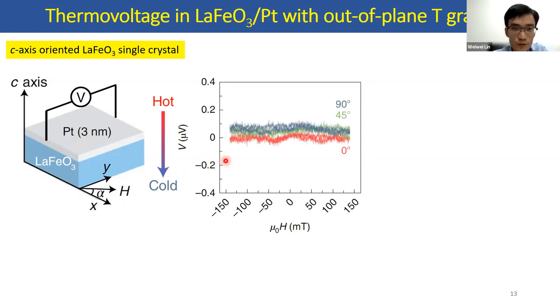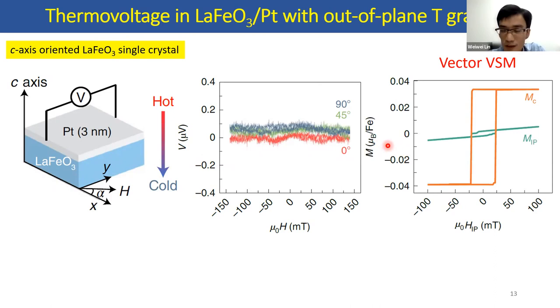So what's the result? Here we see no detectable magnetic dependence of the thermal voltage in this configuration. Okay, I rotate to a different angle, and we still can't detect any magnetic dependence of the thermal voltage. So we need to keep in mind the tiny magnetization in the lanthanum ferrite single crystal.